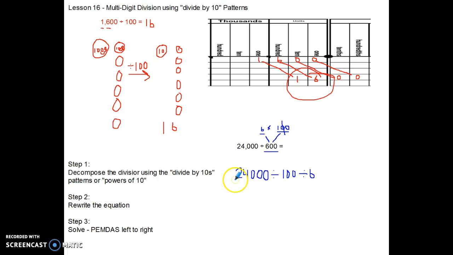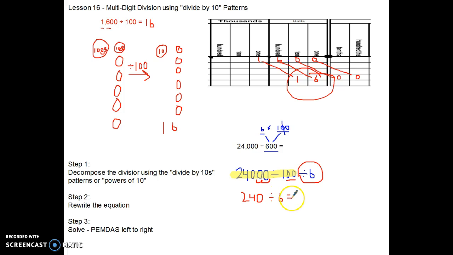Step 3 is just to solve, using PEMDAS going from left to right. So the first equation we're going to start with is 24,000 divided by 100. And when you are dividing by hundreds, you know that you can move your decimal over as many zeros as we have. And since we have 2, we can move over 1, 2. So my new number is 240. And then I take the rest of my equation and I bring it down. So I'm at 240 divided by 6.